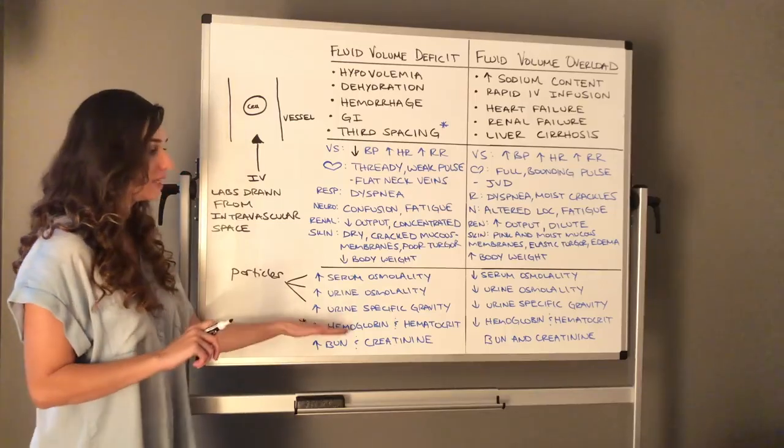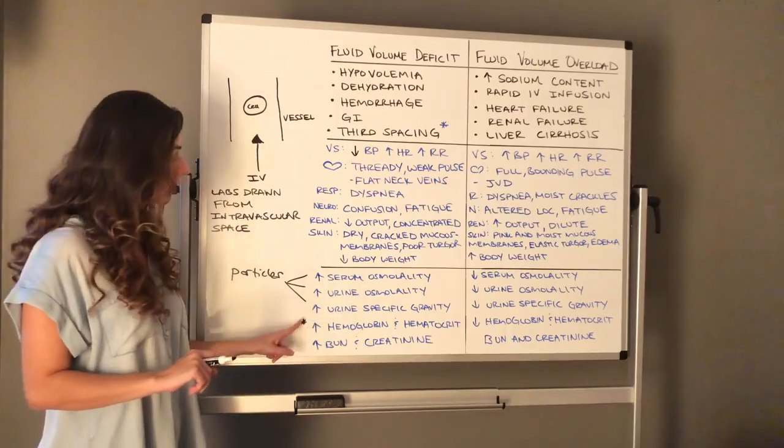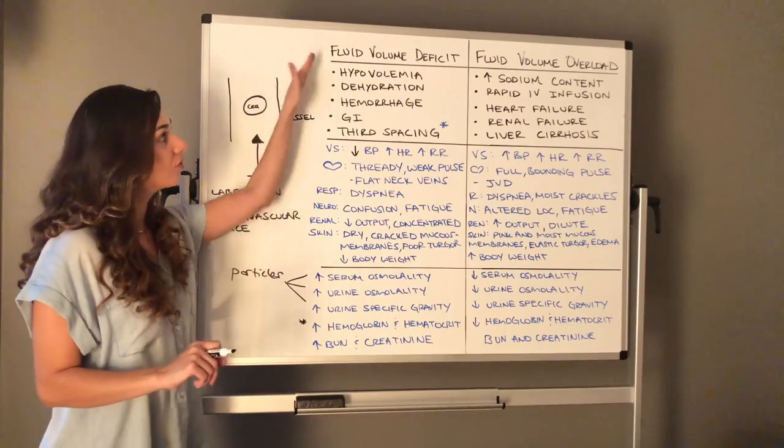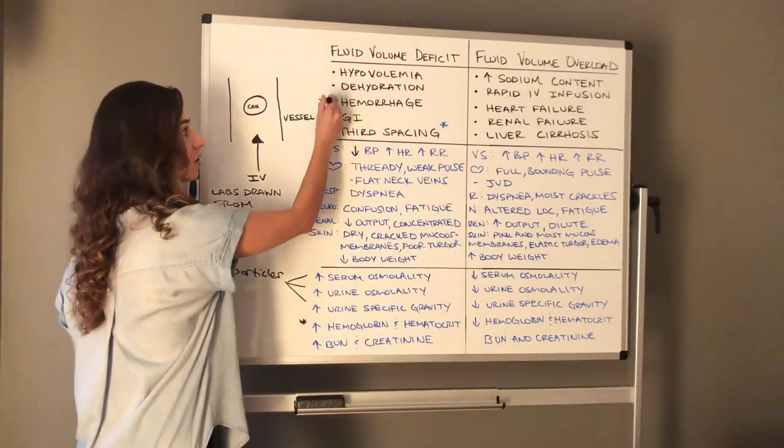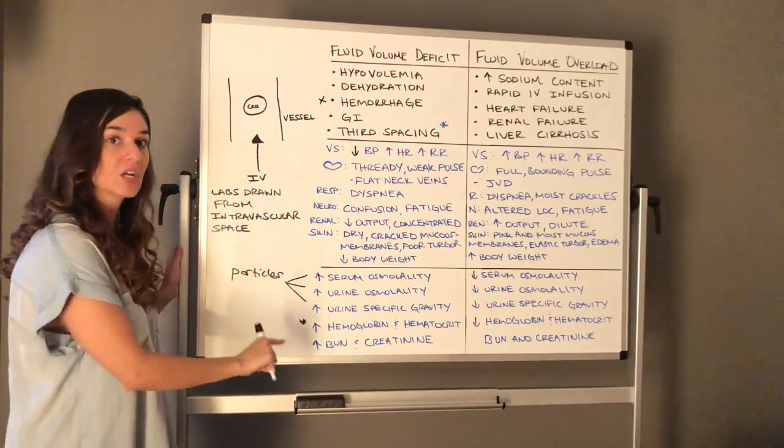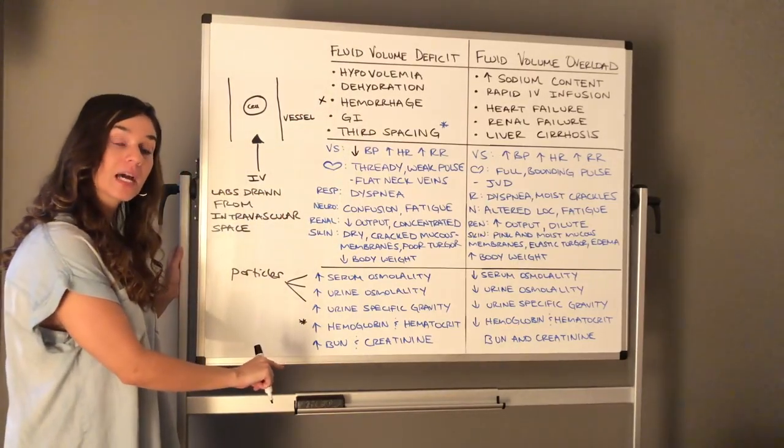And then we get to hemoglobin and hematocrit. I put a star here. For every sign of fluid volume deficit besides hemorrhage, so don't take into account hemorrhage, think about hemoglobin and hematocrit.